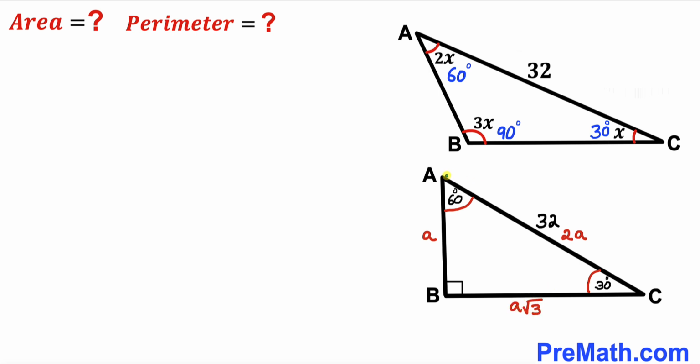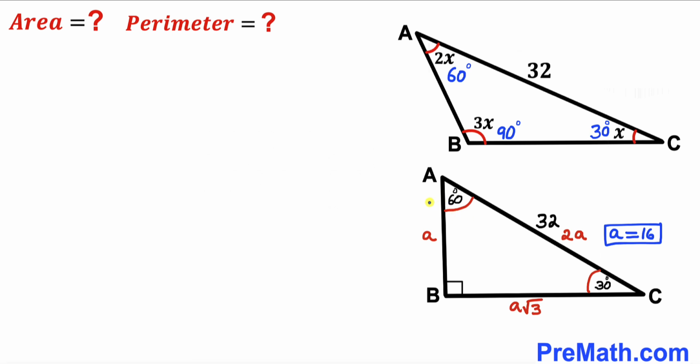Now let's make an observation. We can see that this side length AC is 32, and that is also equal to 2 times A. So we can equate them. We can write 2 times A equals 32. Let's divide both sides by 2 to isolate A. So A value turns out to be 16 units.